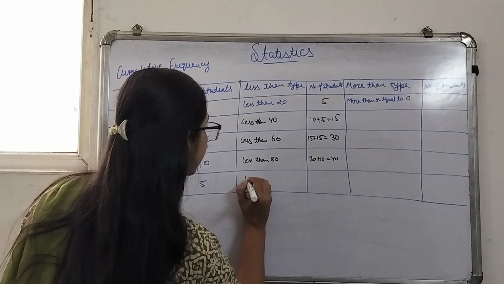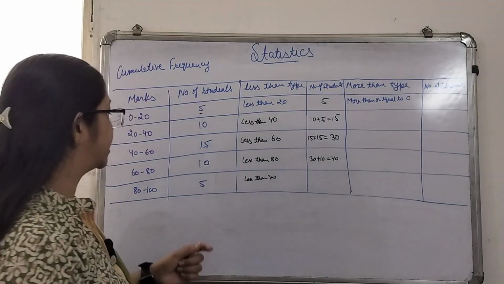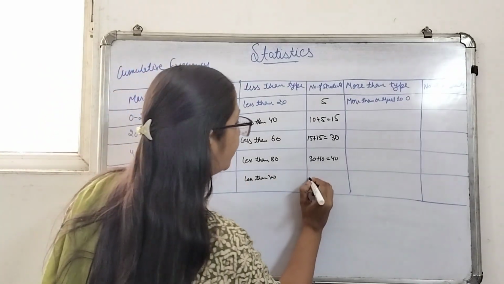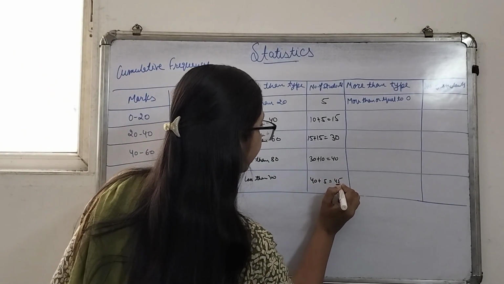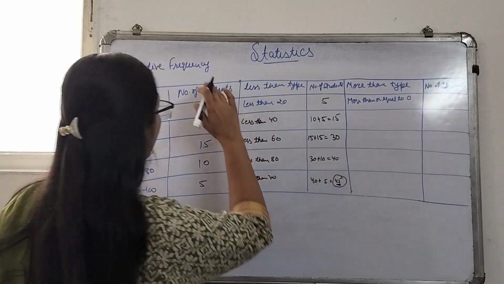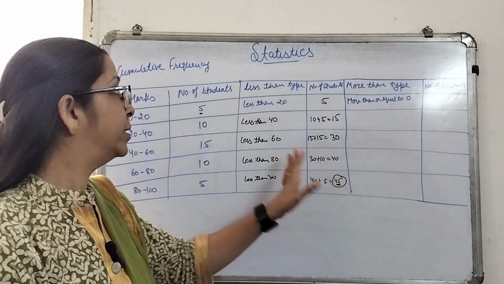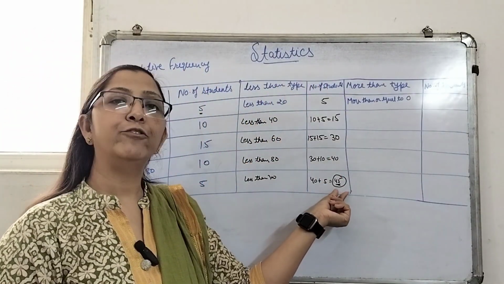Now less than 100. How many have secured less than 100? This is even a part of it. So it will be 40 plus 5, that is 45. This will be the sum of all the number of students. It should be equivalent to this number. That means the total number of students was 45 and this will end up at 45.